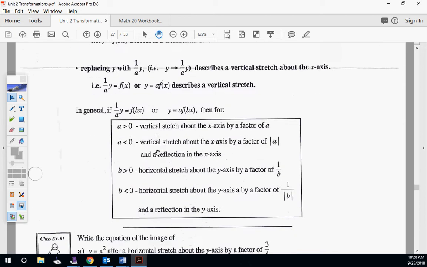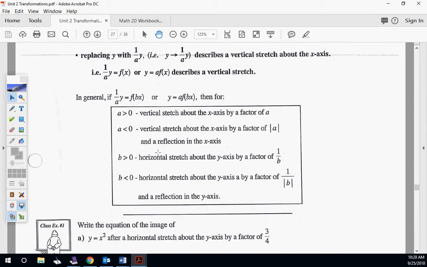Basically, we know that if a is greater than 1, it's a vertical stretch. So that's the a in front of the function. That's a vertical stretch, making it steeper. If a is between 0 and 1, that makes it wider. They still call it a vertical stretch for A lesson 1, but it just makes it a little bit fatter if you think about your parabola example.